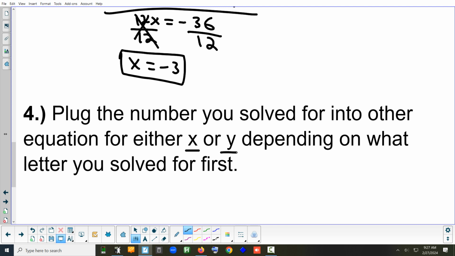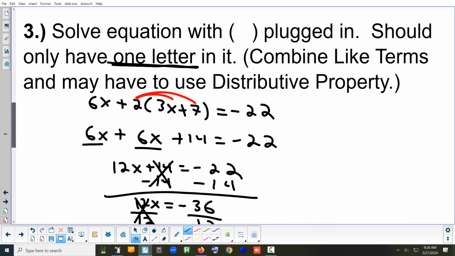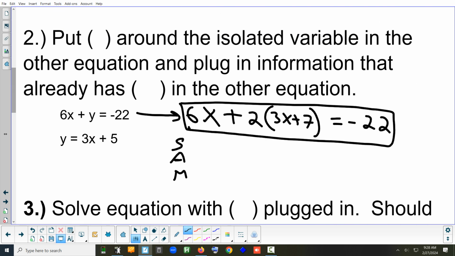So what letter did we just solve for? X. Yep, we solved for x. What letter do we still need to figure out? Y. So we're going to take this -3 for x. Let's go back up to the original problems. Let's call this equation 1 and equation 2. Which equation do you think it's going to be easier to plug the x into? 2. So let's just copy that down. y equals 3x plus 5.